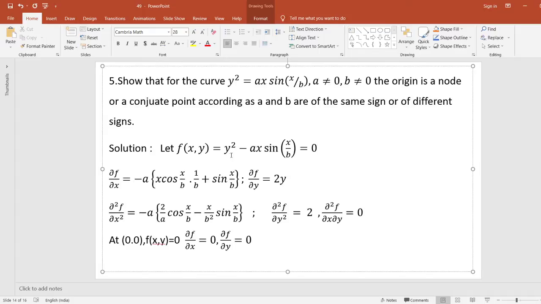Let f(x, y) = y² − ax sin(x/b) = 0, where we are shifting that term. So ∂f/∂x is the partial derivative with respect to x. The y² term becomes 0. Minus a into first function into differentiation of second function plus second function into differentiation of first function: x into the derivative of sine, which is cos(x/b) into 1/b, plus sin(x/b) into the derivative of x, which is 1. Next, ∂f/∂y: the x term acts like a constant with respect to y, so its differentiation becomes 0, and y² gives 2y.